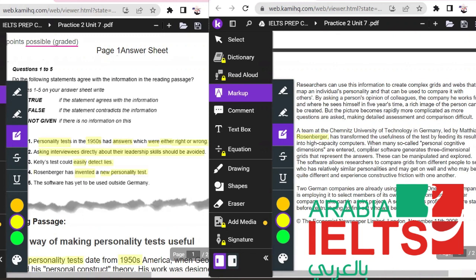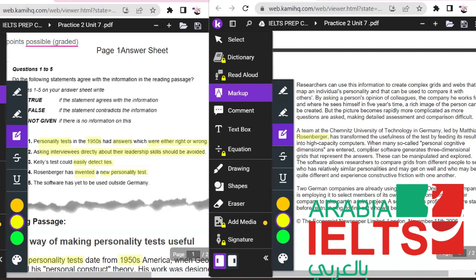So the answer is false, right? Rosenberger has invented a new personality test is false. It's not the right thing. He did not invent anything new. He just computerized them. That's it. So this one is false.